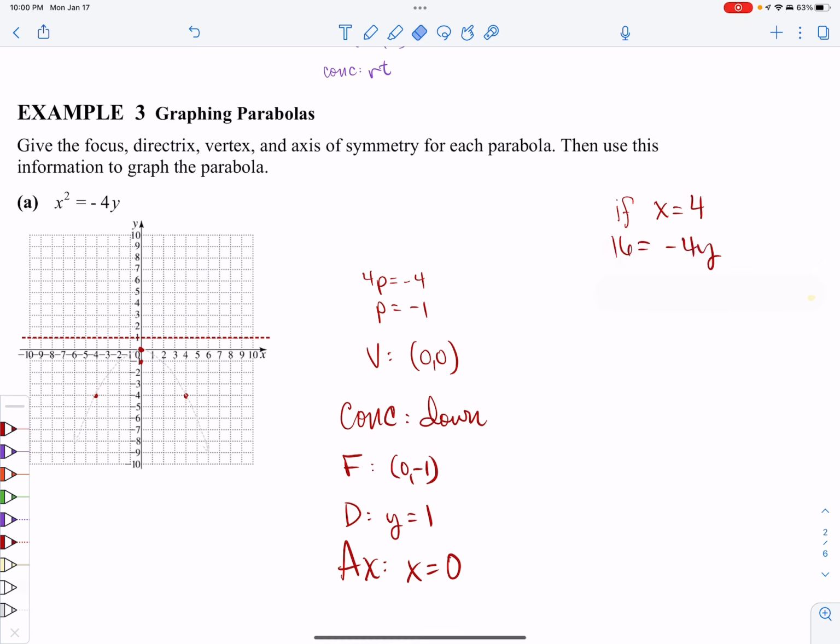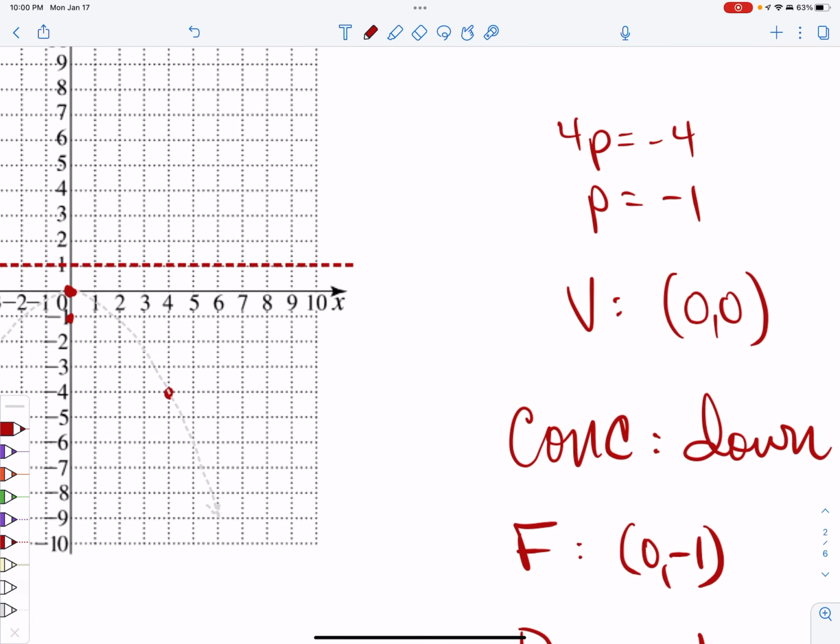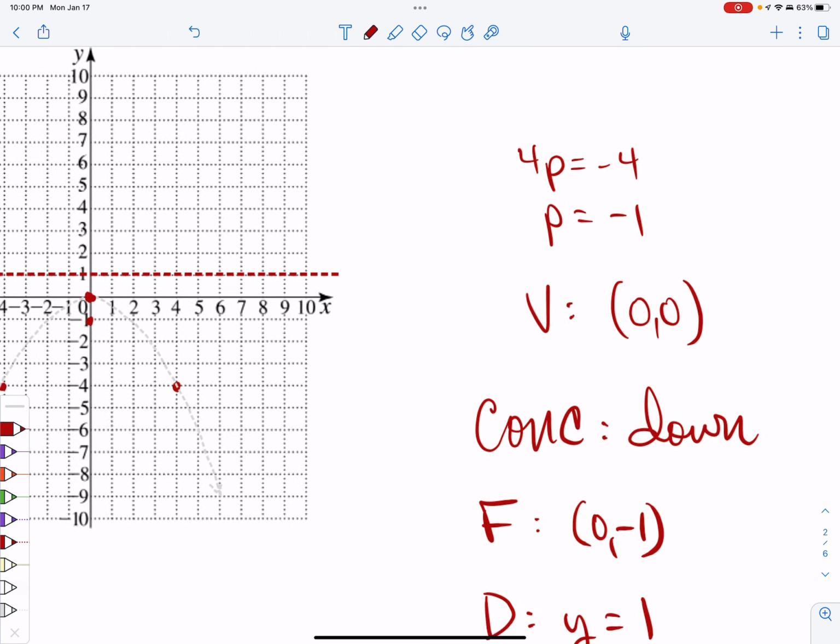but I just randomly chose an x value of 4, and I plugged it into my original equation. So 4 squared, which is 16, is equal to -4 times y. Divide on both sides by that -4, and you get a y value of -4. So then I have a coordinate to draw, and that coordinate is at (4, -4). And you can see that I already have that on the graph, (4, -4).